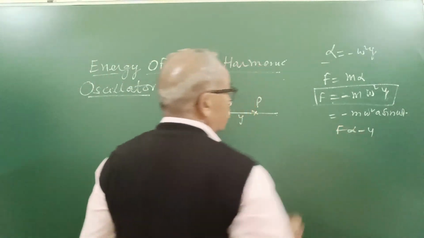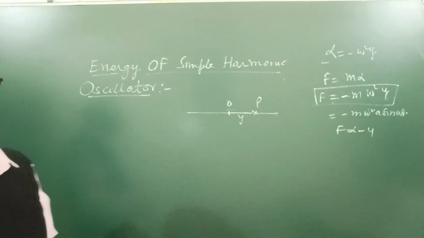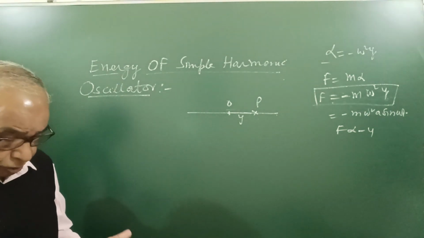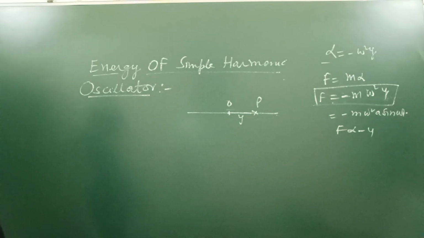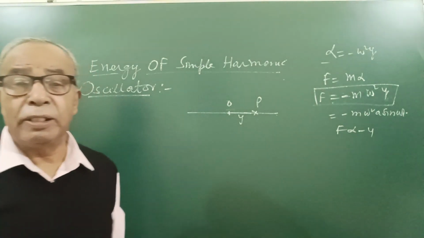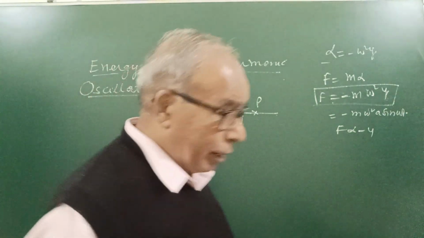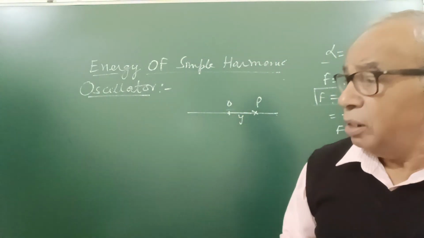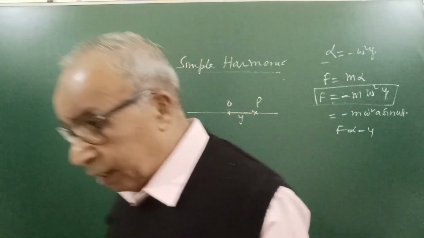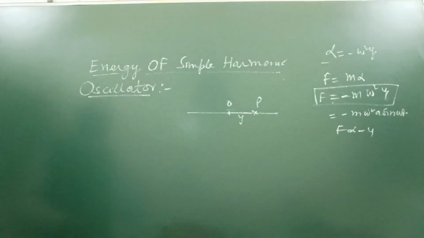So some work has to be done against the variable force, and the work done by force is the ability to do work, and that is called potential energy. When some force of attraction or repulsion acts on a body, then the work done against that force is called potential energy.